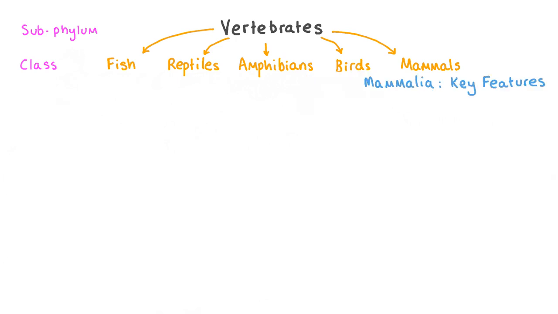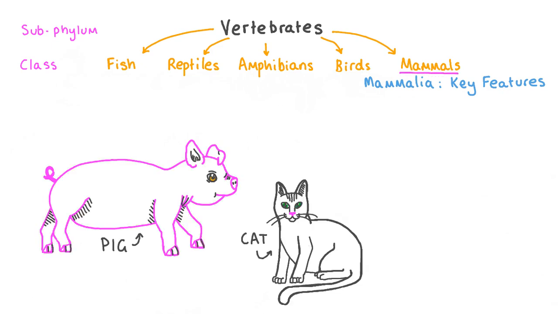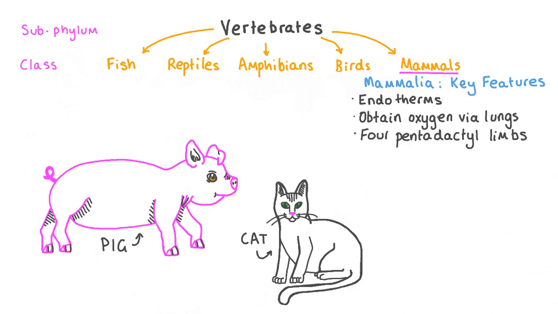Let's look at the final class of vertebrates, Mammalia, most commonly known as mammals. Cats, pigs, and humans like us are all examples of mammals. Mammals, like birds, are endotherms, and we obtain oxygen via our lungs. Like reptiles, we tend to have 4 pentadactyl limbs, which depending on the species may end in nails, claws like the cat, or hooves like the pig. The body of a mammal is divided into a head, a neck, a thorax, and an abdomen.